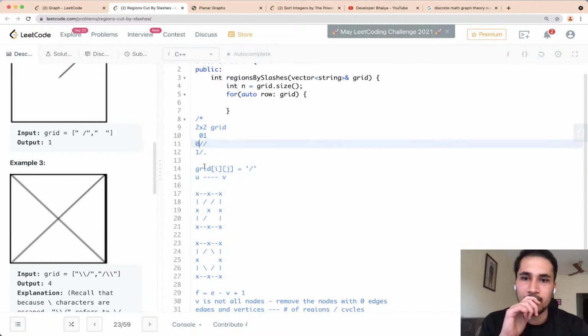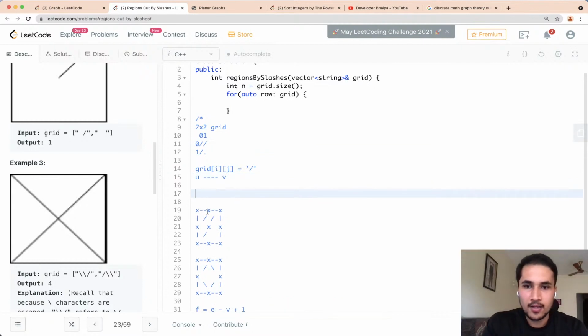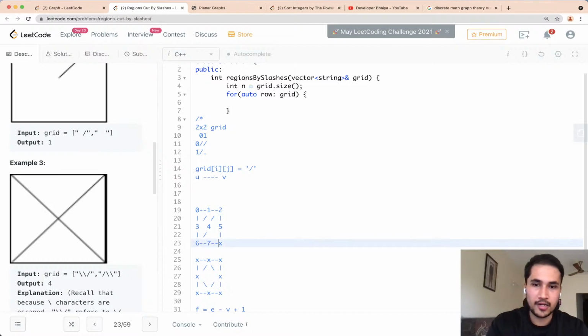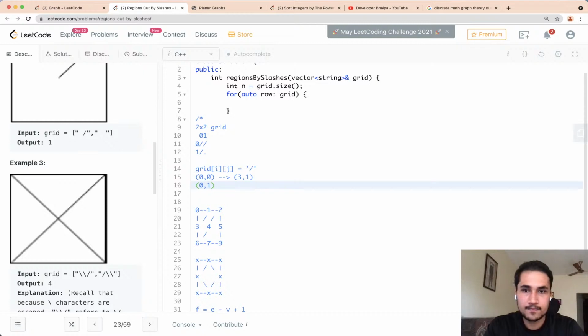It should be easy. We already have our nodes like this, right? So that is 0, 1, 2. Let's name these nodes 0, 1, 2, 3, 4, 5, 6, 7, and 8. So 9 nodes we have. Now, since 0, 0 is a forward slash, it's connecting to 3 and 1, right? So 0, 0 evaluates to 3 and 1. As you can see, this slash over here, at the 0, 0 position, is connecting nodes 3 and 1. Similarly, 0, 1 evaluates to 4 and 2.